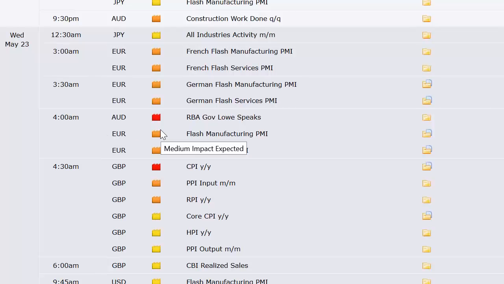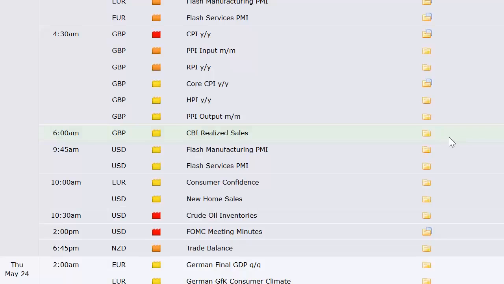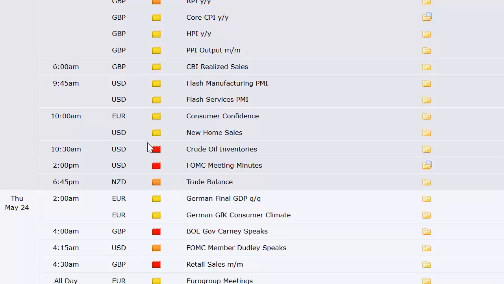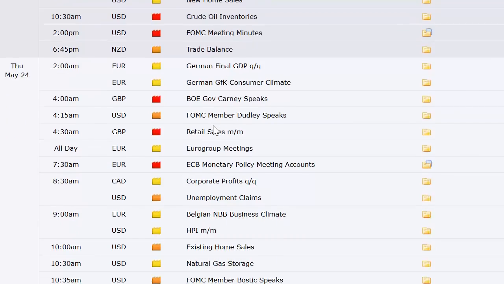French and German flash manufacturing and services PMI numbers, and the same out of the broader European sector. The UK has got their CPI, PPI, RPI, HPI, all their inflationary numbers at 4:30 a.m. Wednesday morning Eastern Time. CBI realized sales out of the UK, flash manufacturing and services PMI here in the US, consumer confidence out of Europe, new home sales out of the US, crude oil inventories of the US. We have the minutes from the last Fed meeting at 2 p.m. Eastern Time on Wednesday. Trade balance out of New Zealand Wednesday night.